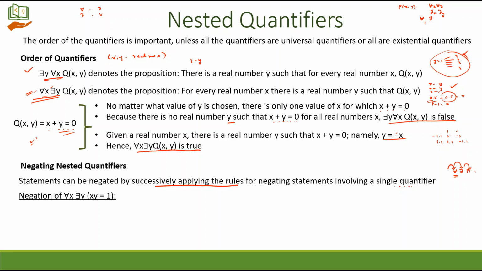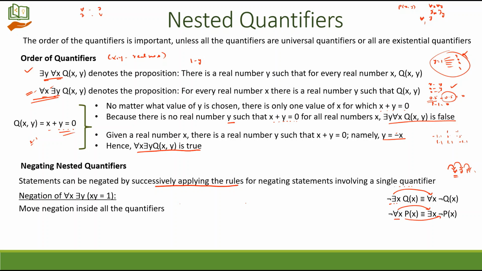Let's go for negation of this particular expression. We have for all x, there exists y, x into y is equal to 1. Now we will see about the negation of quantifier first. When you have negation of existential quantifier, this existential quantifier will be changed to for all quantifier and this negation will be moving towards the predicate. What about negation applied to for all quantifier here? This will be converting to existential and this negation will be moved to the predicate. This is with respect to a single quantifier.